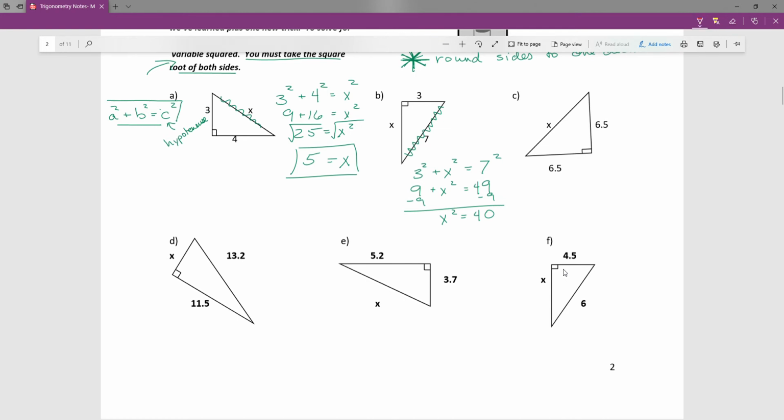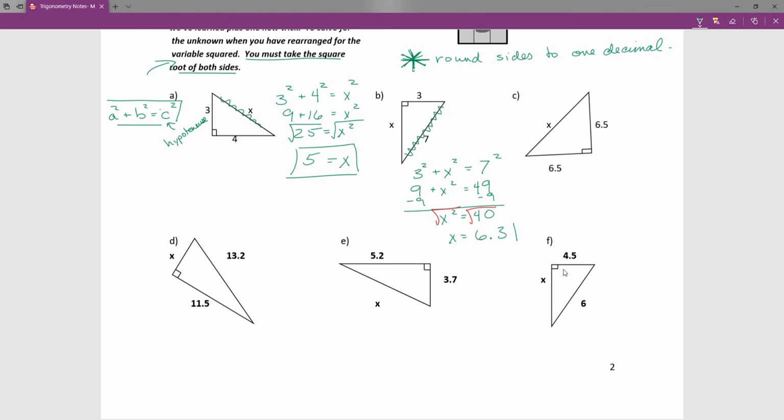To solve for x, I have to take the square root of both sides. Because we're dealing with geometry, we're again with the principal square root. In this one I have to use my calculator because it's not a nice, neat, perfect square. And we're going to round this to 1 decimal place. So that missing side in this case is 6.3.